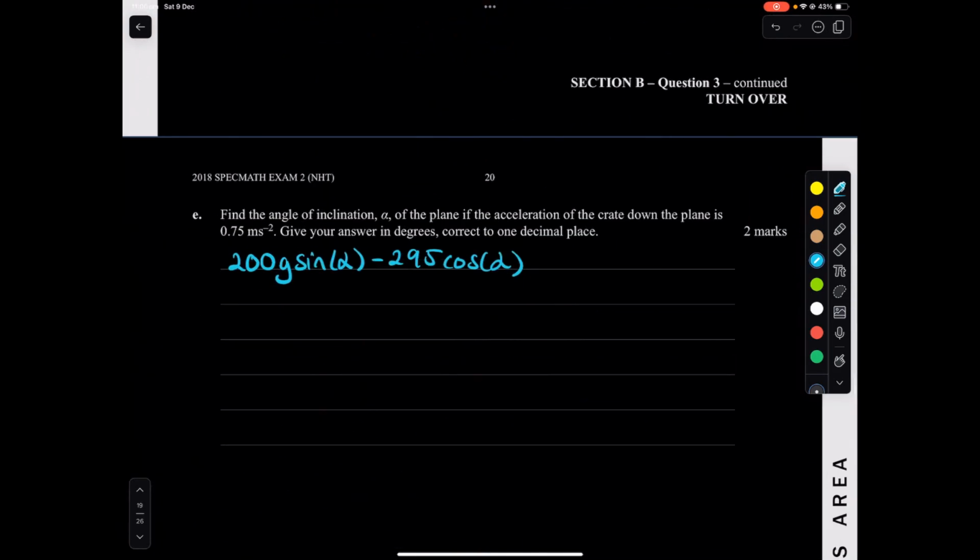Is that right? And that all should equal your mass times your acceleration. Hence, our acceleration in this case is 0.75. Now we just calculate alpha. Let's do that using our CAS.